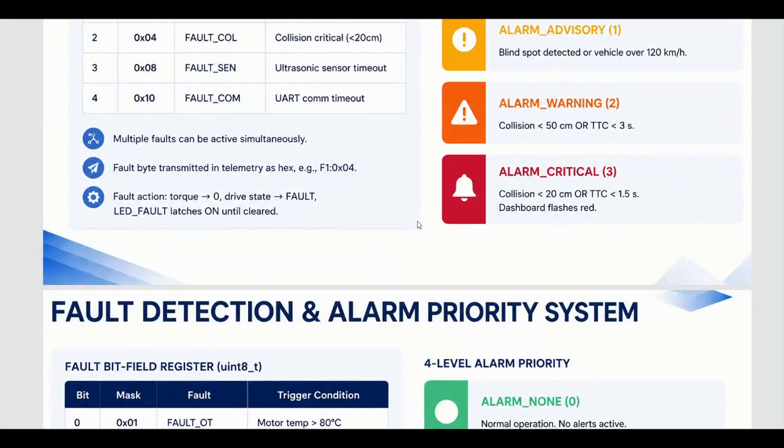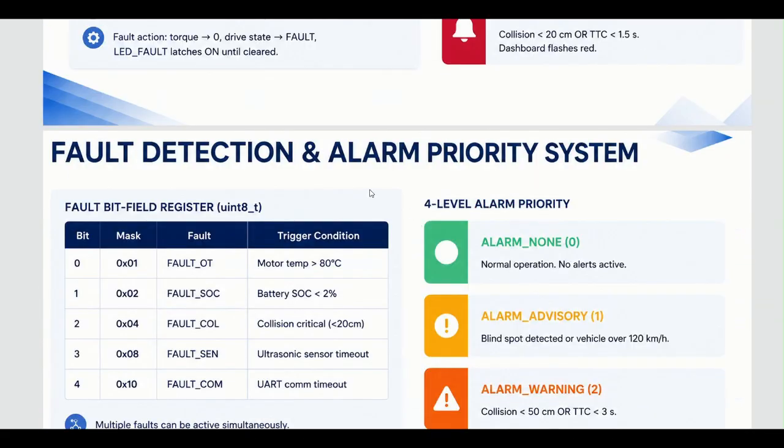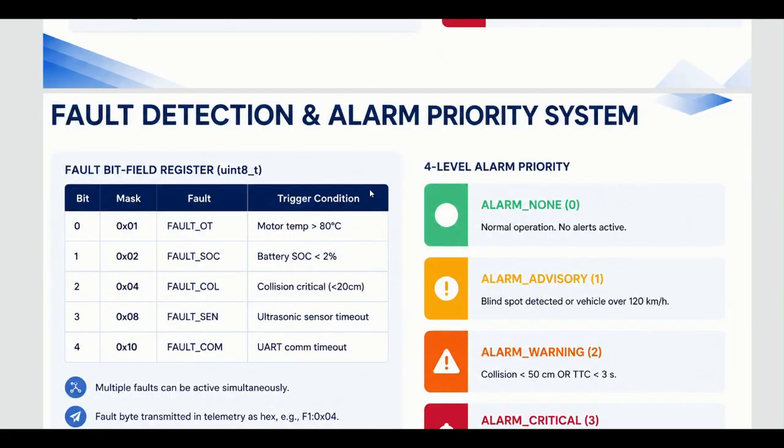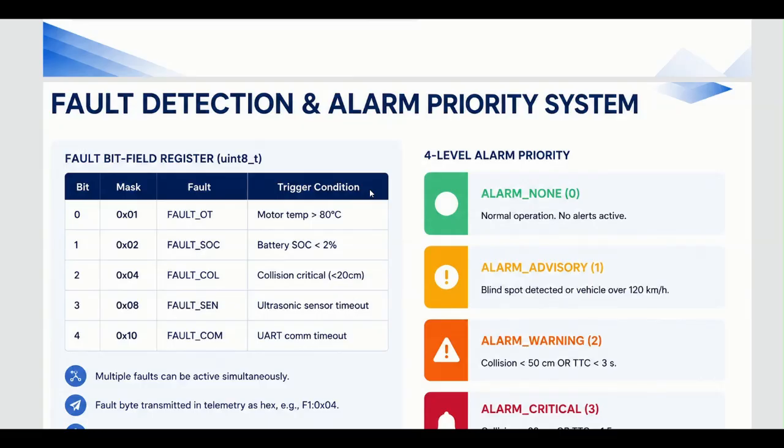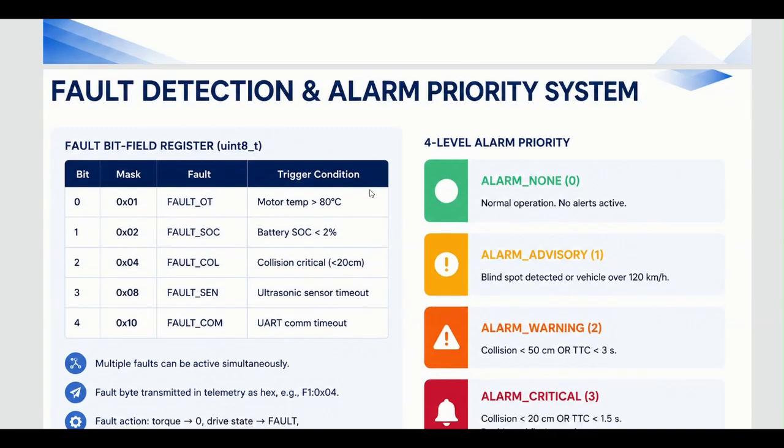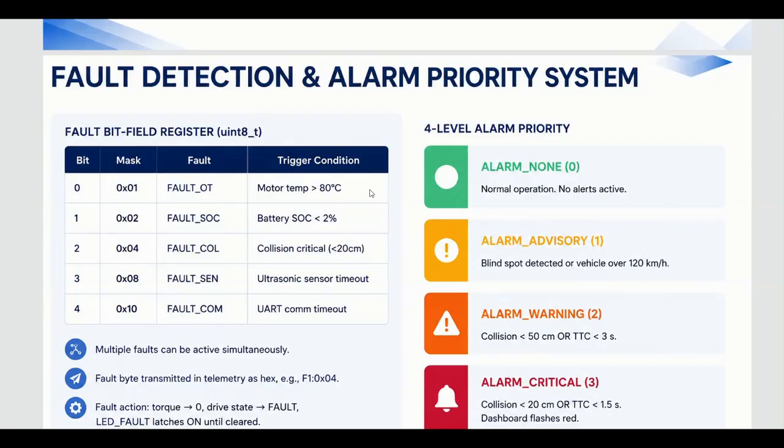Okay, and there is the fault detection and alarm priority system. To improve system reliability, a fault detection mechanism was implemented, and the dashboard continuously monitors different vehicle conditions. Depending on the severity, alarms are classified into four levels: advisory, normal, warning, and critical.